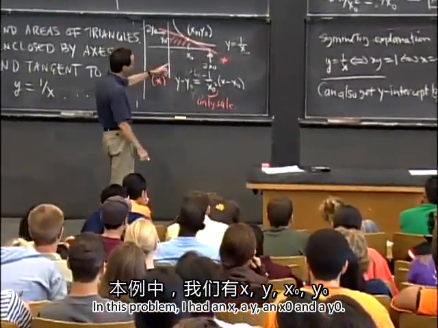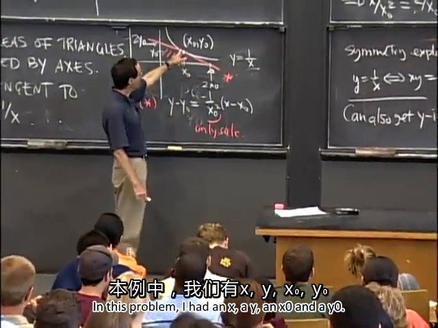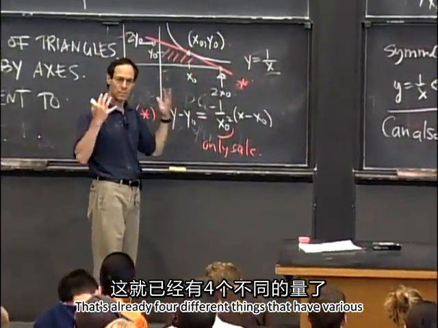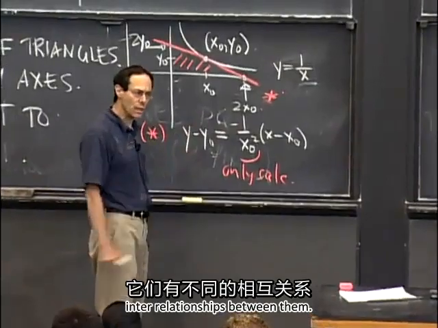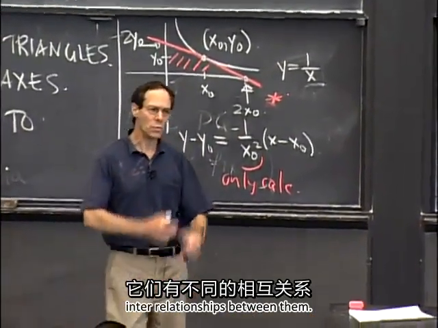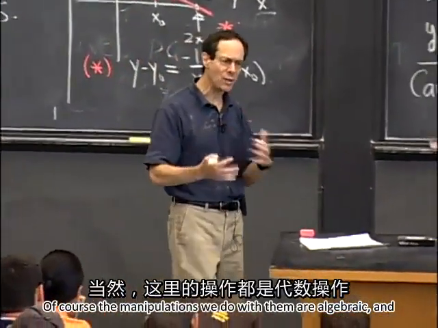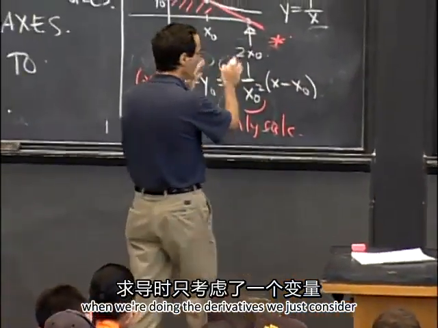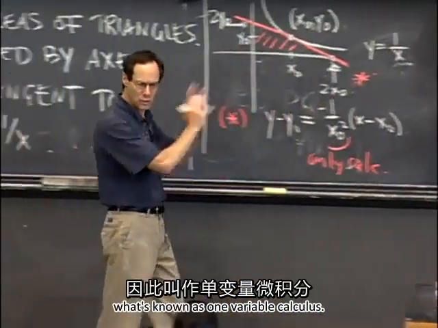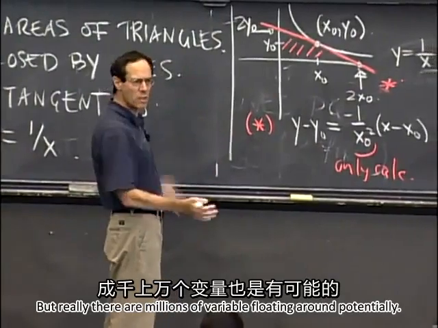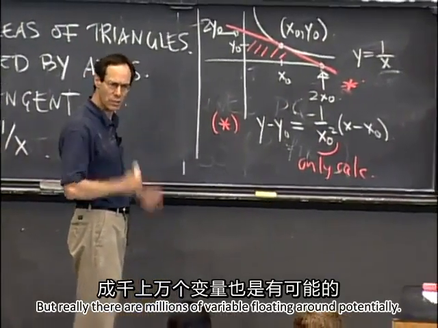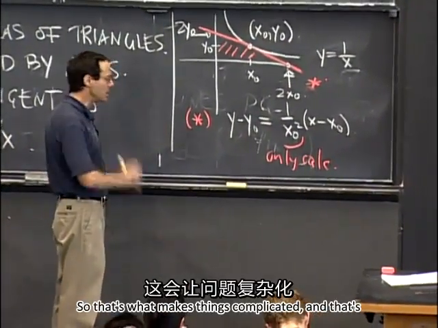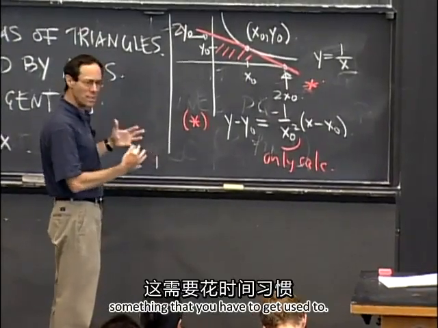In this problem, I had an x, a y, an x0, and a y0. That's already 4 different things. They have various interrelationships between them. So, of course, the manipulations we do with them are algebraic, and when we're doing the derivatives, we just consider what's known as one-variable calculus. But really, there are millions of variables floating around, potentially. So that's what makes things complicated, and that's something that you have to get used to.